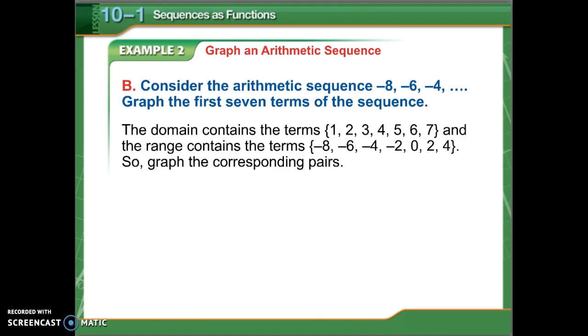the domain consists of the term number. So the first term is -8, and the range is the actual terms itself. So these just generate coordinate pairs. So we're going to graph the coordinate pair (1, -8), (2, -6), (3, -4), etc., etc.